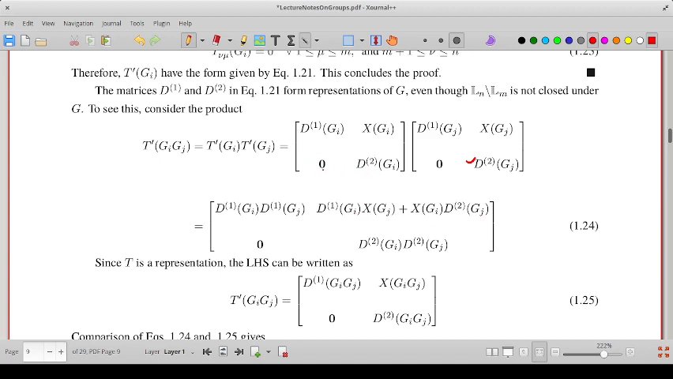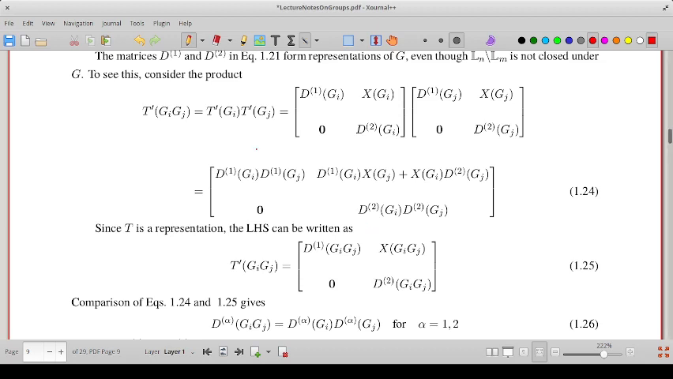Now this block, that is block 2 1, is given by 0 multiplying this plus this multiplying that. But this is 0 and this product is also 0, and therefore we have 0 as the block 2 1. And the block 2 2 is obtained by 0 multiplying X GJ plus D2 GI multiplying D2 GJ. So 0 multiplying X GJ is 0 plus this product is D2 GI times D2 GJ. So we have T dash GI GJ equal to this block.